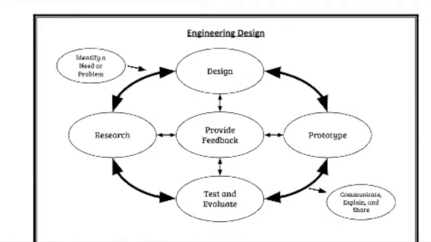So let's take a look at how engineering a story works. We'll start by reviewing the steps of the engineering design process. The engineering design process is cyclical, it's not linear. Students start out by identifying a need or a problem, doing some research, making a design, building a prototype, testing and evaluating, getting some feedback, and then communicating, explaining, and sharing their final product.